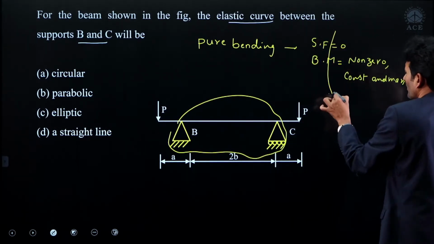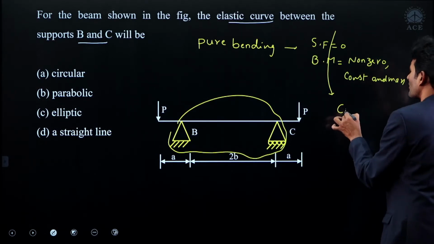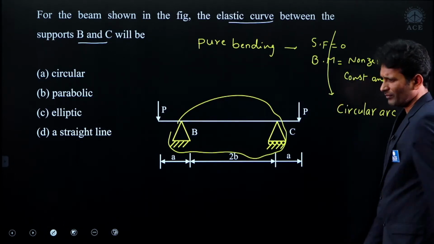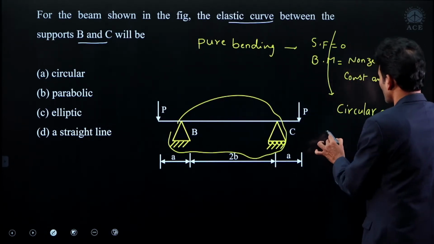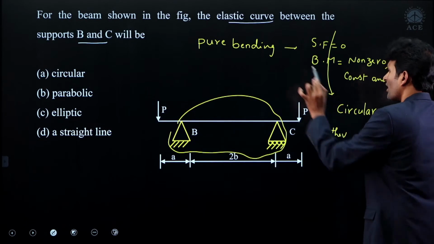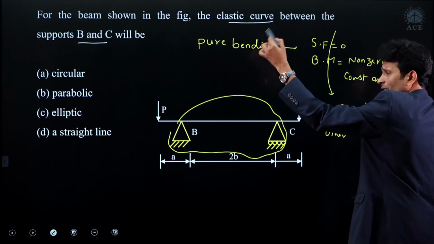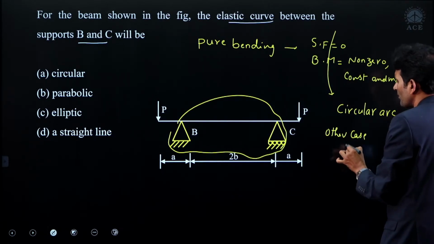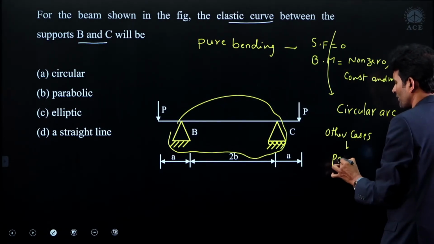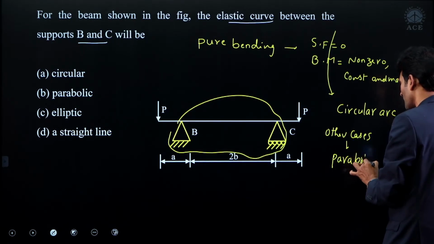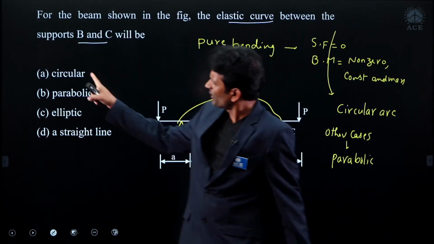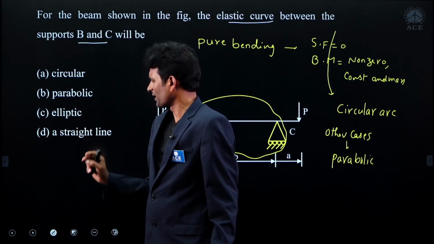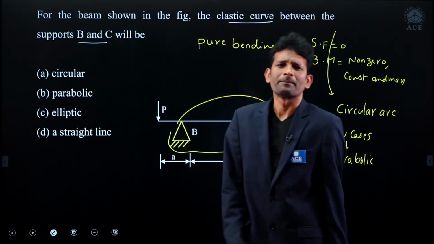ప్యూర్ బెండింగ్ కండిషన్లో ఎలాస్టిక్ కర్వ్ అనేది ఇట్ ఈజ్ సర్క్యులర్ ఆర్క్ షేప్లో ఉంటుంది, మనకు తెలుసు. ఇన్ అదర్ కేసెస్, ఇఫ్ ద బీమ్ ఈజ్ నాట్ సబ్జెక్టెడ్ టు ద ప్యూర్ బెండింగ్, ఎలాస్టిక్ కర్వ్ అనేది ఎట్లా ఉంటుందండి? నాకు పారాబొలిక్ షేప్ ఉంటుంది. ఇక్కడ నాకు సర్క్యులర్ ఇచ్చాడు, పారాబొలిక్ ఇచ్చాడు. Ellipse is not coming into the picture in this particular case. Fourth వచ్చేటప్పుడు నాకు స్ట్రైట్ లైన్.